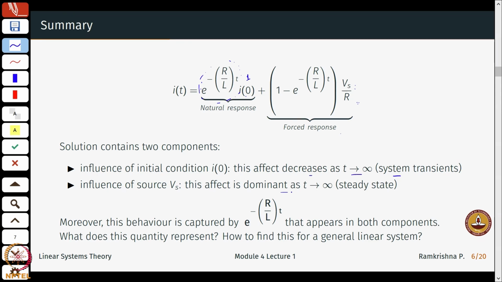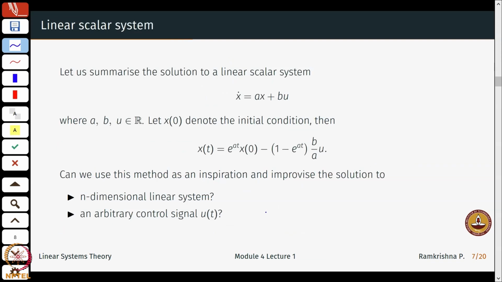What is interesting to observe is that the term e to the power minus R over L t appears in both components. Now, is this general, or is there any interpretation to this kind of quantity? An exponential term which has the time component and also has to do with the system parameters. So, we will try to interpret this in a little more general setting now.